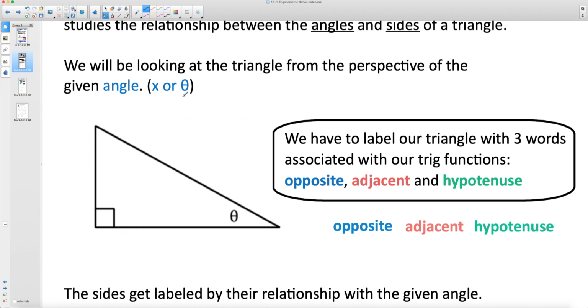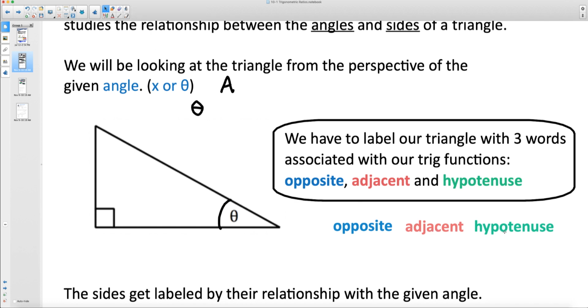Sometimes we use this new variable. It's kind of just like a circle with a line through it. We call that symbol theta. Okay, it's just a Greek symbol. That's used sometimes instead of maybe a variable x, or sometimes you might just call it angle A. It doesn't matter. We're always looking at it from the perspective of an angle. In this case, we're looking at it from the perspective of this angle here. We're calling it theta, and we're asked to label our triangle with 3 words: opposite, adjacent, hypotenuse.